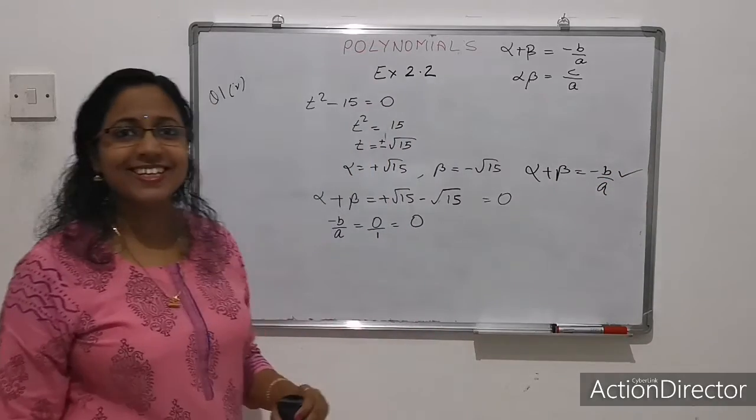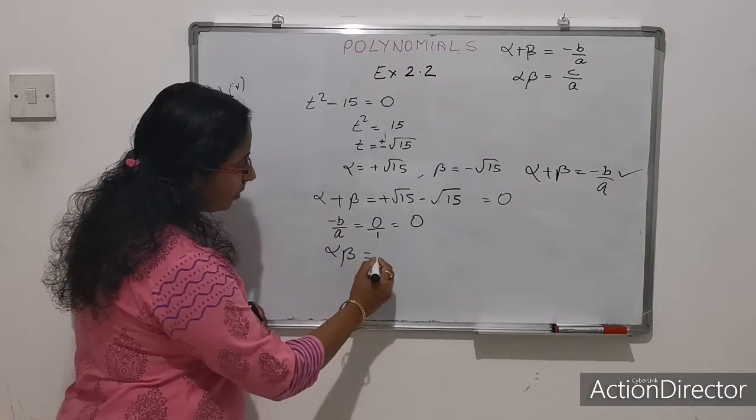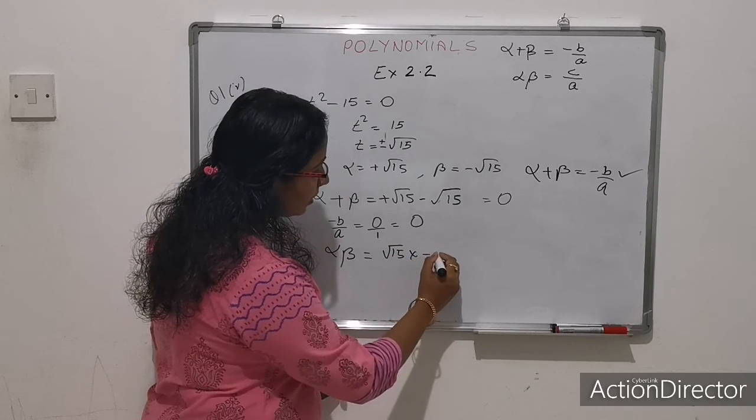Check. Right? So now we have to do alpha beta. Alpha beta is equal to root 15 into minus root 15.